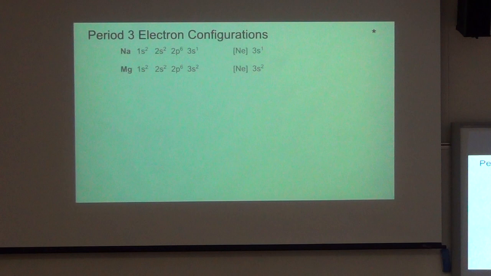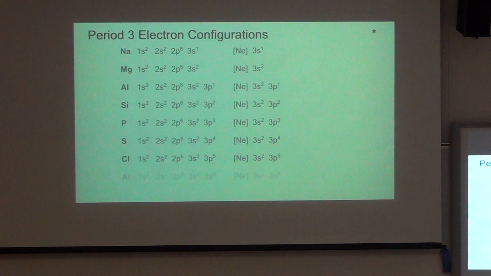Aluminum, we're going to start filling up the p's again. So it's always that same pattern. We remember that from the cheap pyramid, until we get down to our noble gas again, argon. But that should look very familiar.